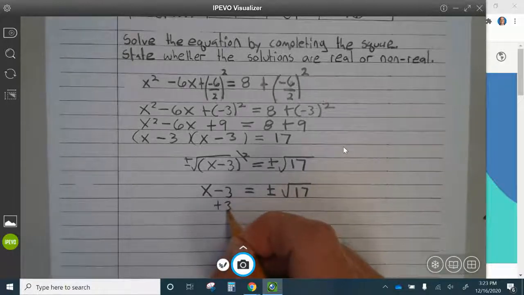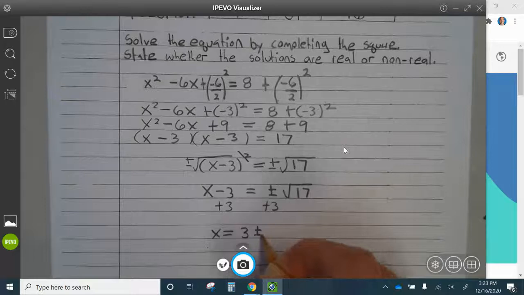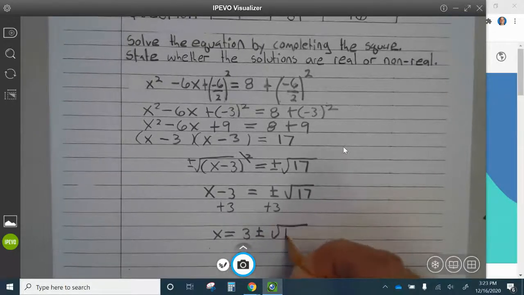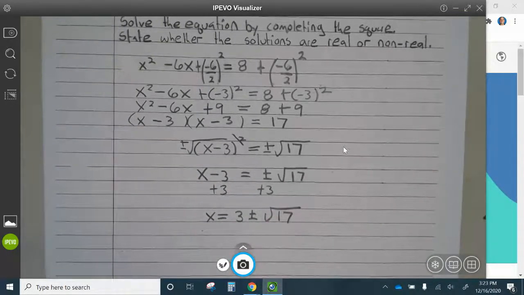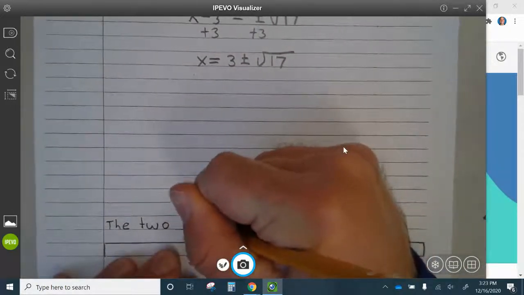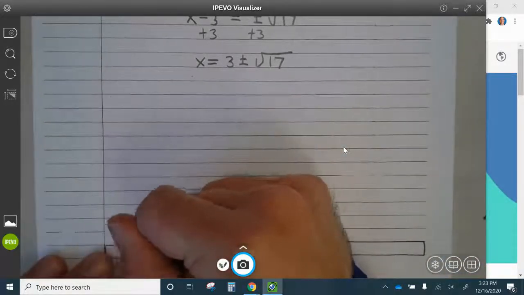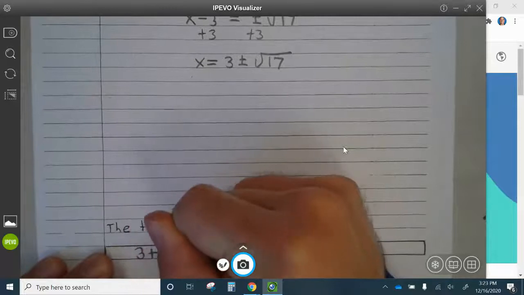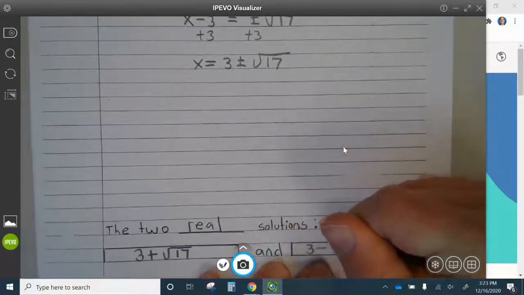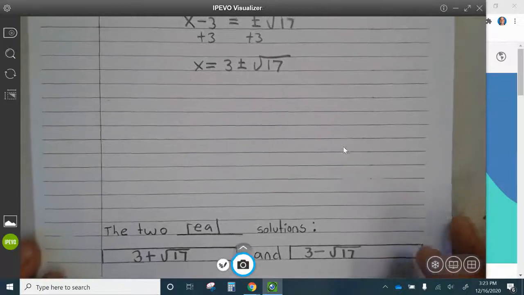Add 3 to both sides. So x equals 3 plus or minus the square root of 17. Okay, so the two real solutions are 3 plus the square root of 17 and 3 minus the square root of 17. All right, let's take a look at the next question.